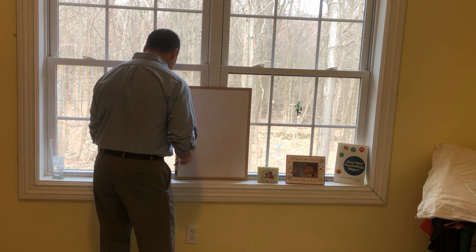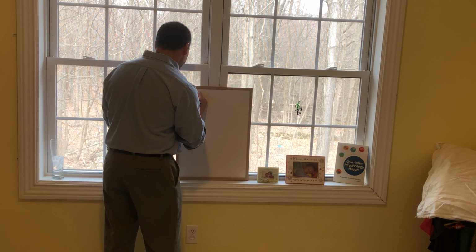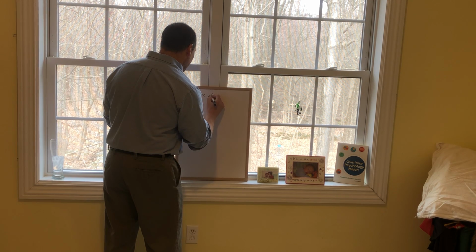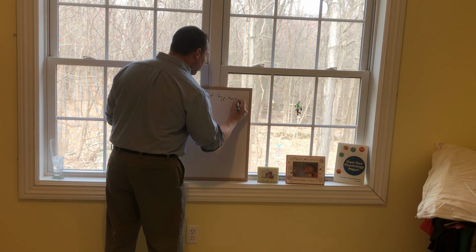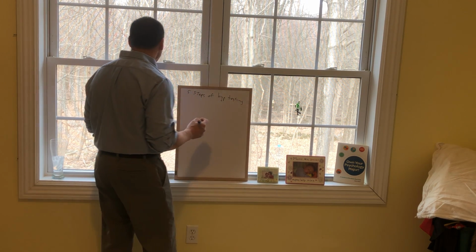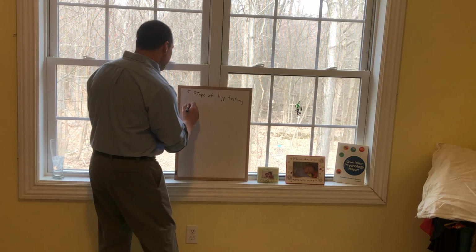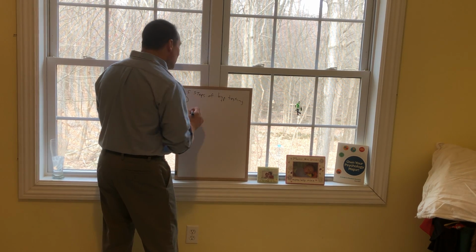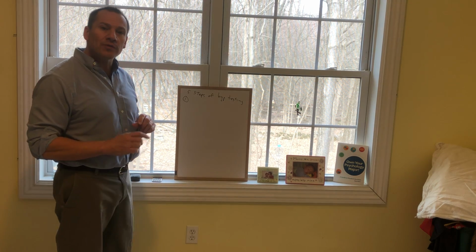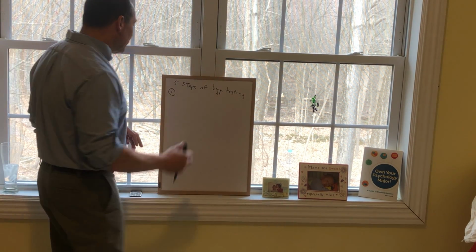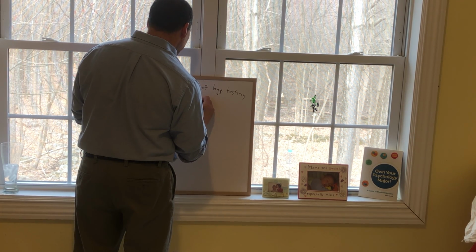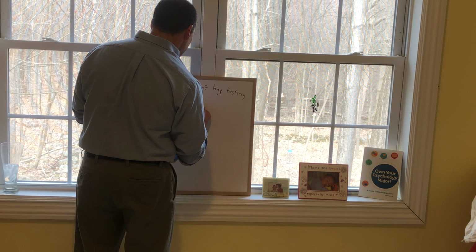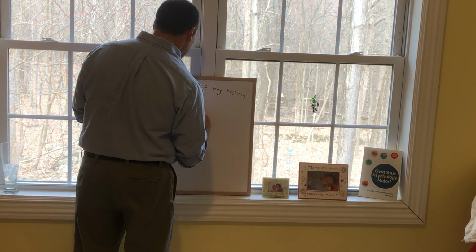So we're going to go through the 5 steps of hypothesis testing. Okay, so we're going through the 5 steps of hypothesis testing. Number 1, we're going to articulate our hypotheses. We are going to articulate what I'm going to call H sub 1 and H sub 0.